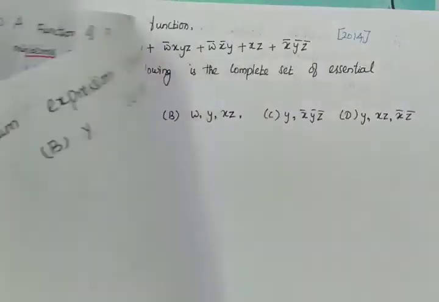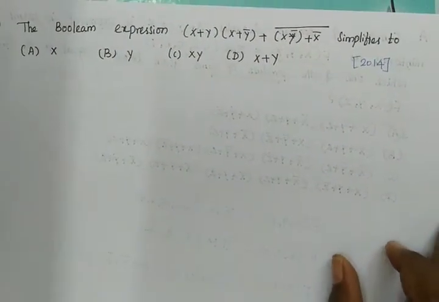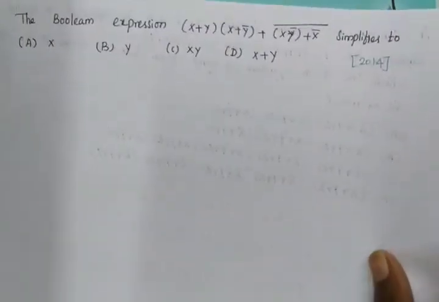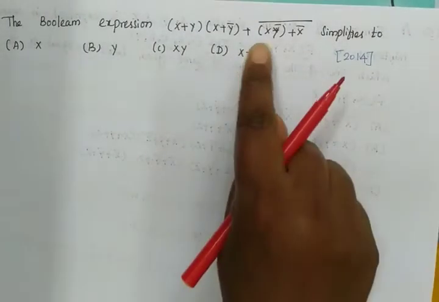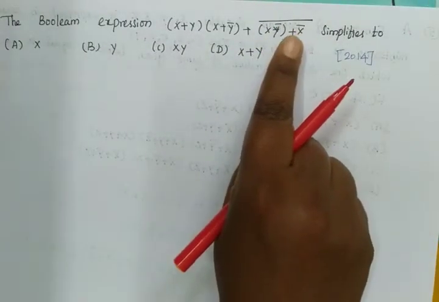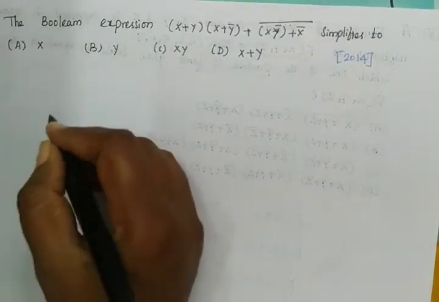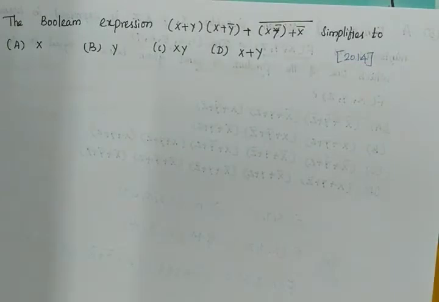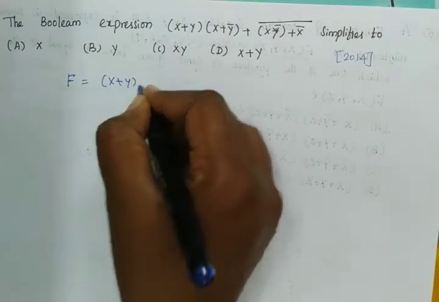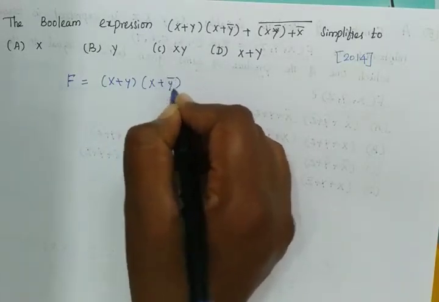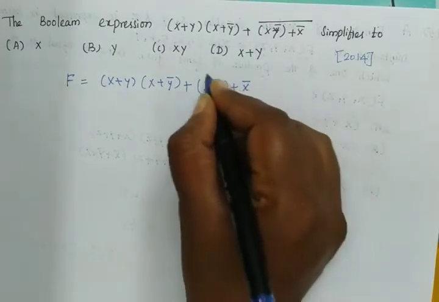Now let us move on to the next question. See, the Boolean expression x plus y into x plus y bar plus x y bar plus x bar, the whole bar, simplifies into. So we have to simplify this expression. So what is the expression? Let us take f is equal to x plus y into x plus y bar plus x y bar plus x bar, the whole bar.